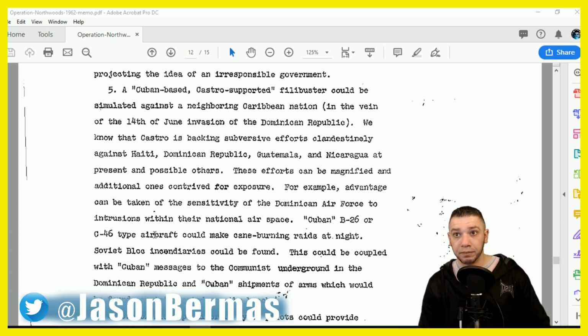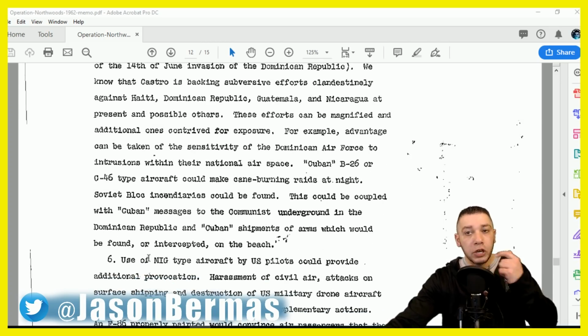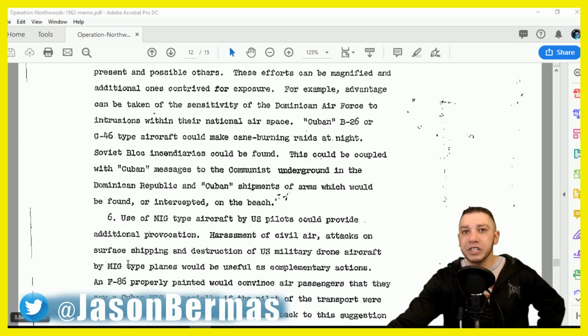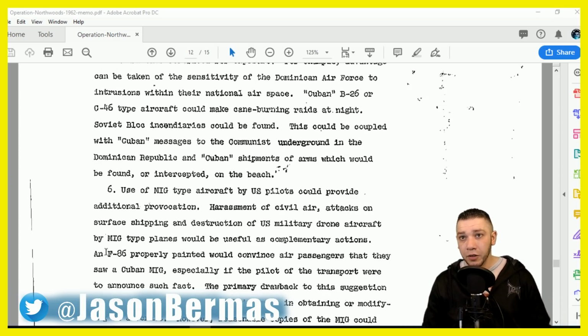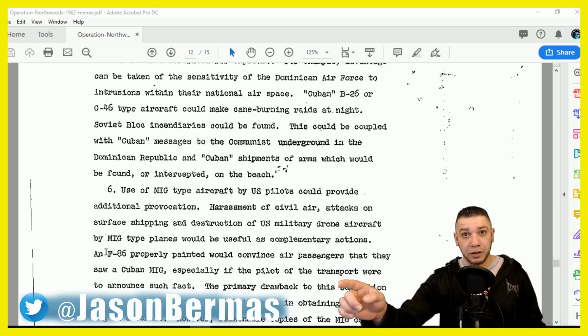For example, advantage can be taken of the sensitivity of the Dominican Air Force to intrusions within their national airspace. Cuban B-26 or a C-46 type aircraft could make cane-burning raids at night. See what they're saying? They're imposing that they can get these aircraft. And by the way, thank you, Brian Telford. Very appreciated, brother.